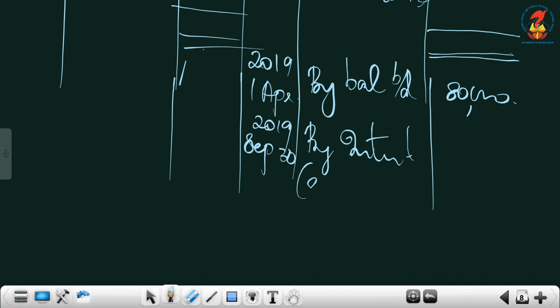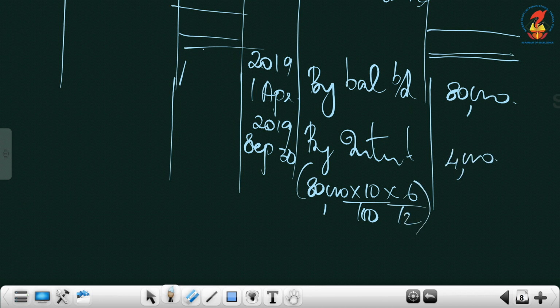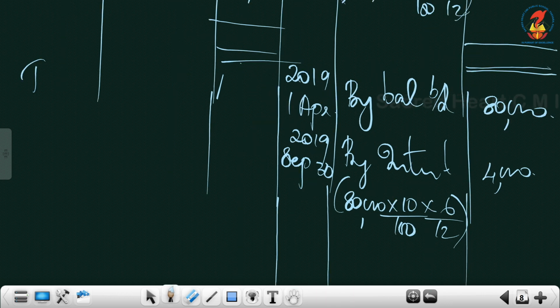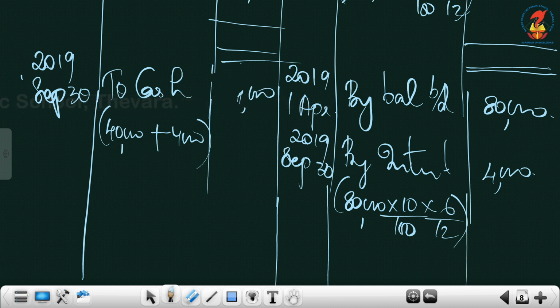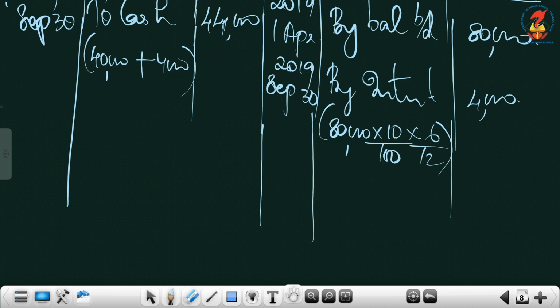On which amount you are going to compute? On this 80,000 you will compute 10% for 6 months. So half of 8,000 is 4,000. Immediately after that you should make the payment on 2019 September 30th. So we will write to cash. How much will you repay? 40,000 the principal plus your interest 4,000. So that is 44,000. Okay, so 44,000 we will pay.